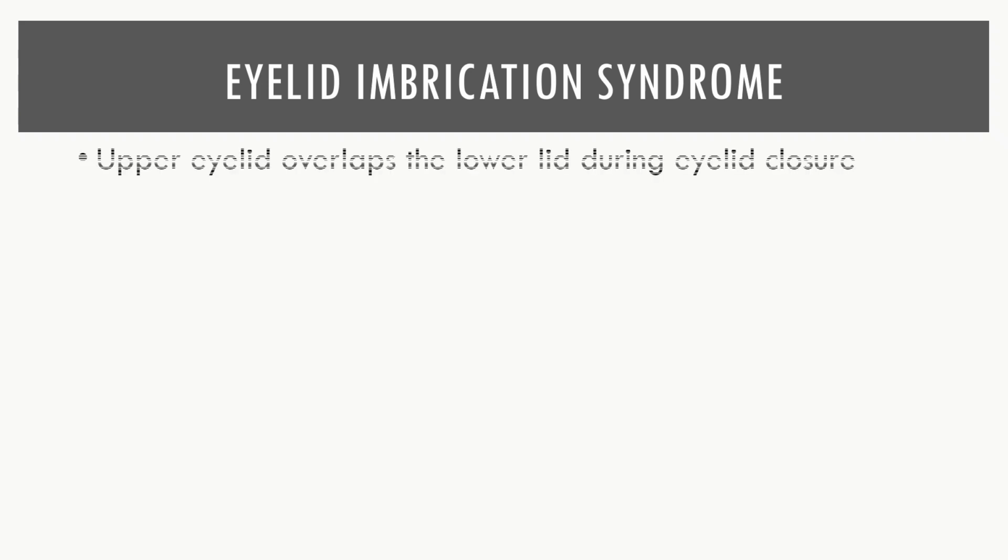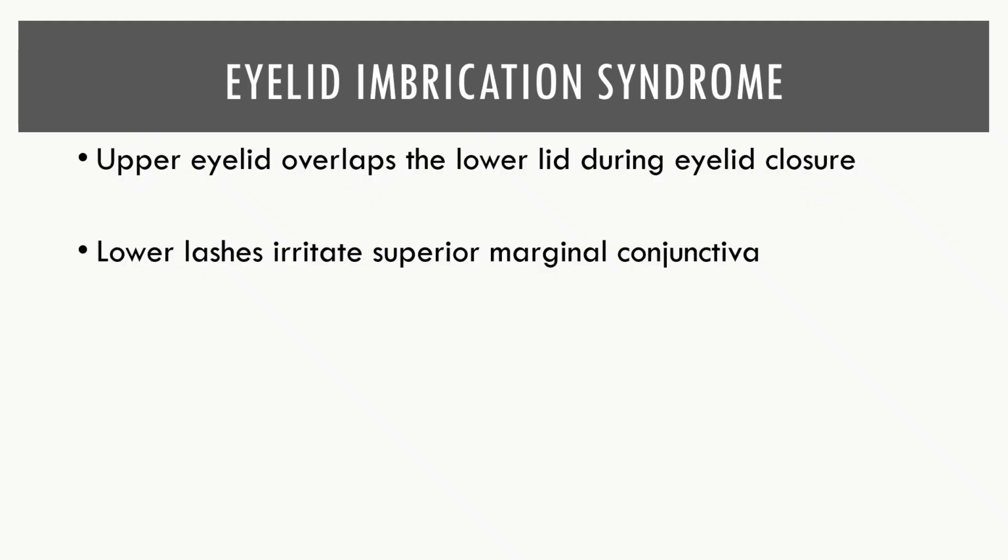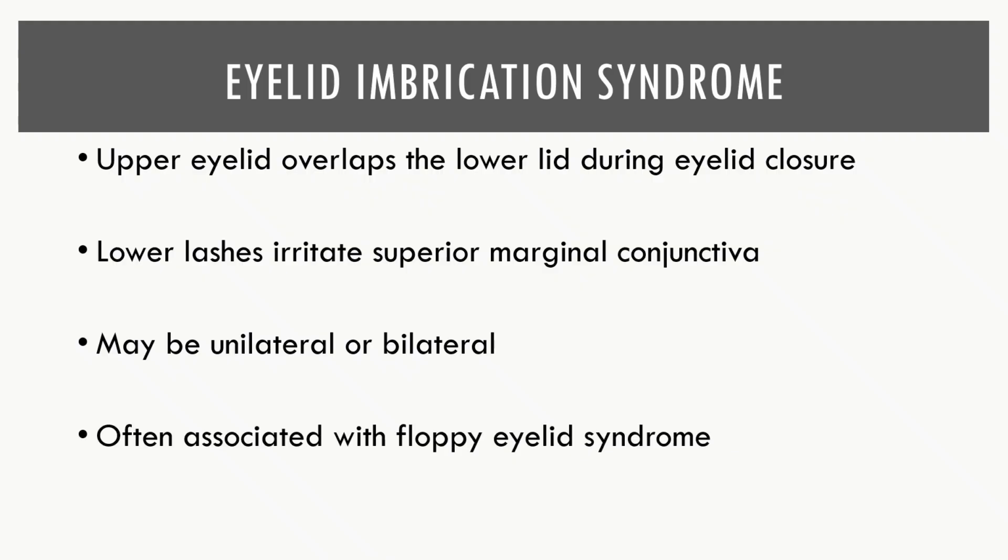Eyelid imbrication syndrome. This condition is uncommon and often misdiagnosed as chronic conjunctivitis. Here, the upper eyelid overlaps the lower lid during eyelid closure. The lower lashes irritate the superior marginal conjunctiva. It may be unilateral or bilateral and is often associated with floppy eyelid syndrome. It may also follow lateral tarsal strip surgery. Always consider imbrication syndrome in patients with superior marginal conjunctivitis.